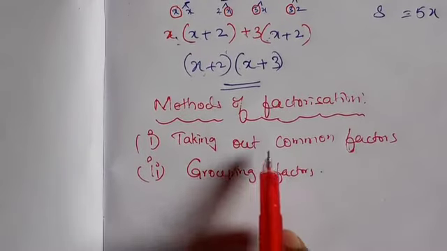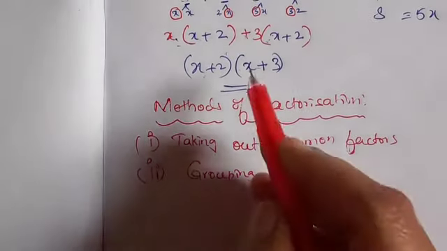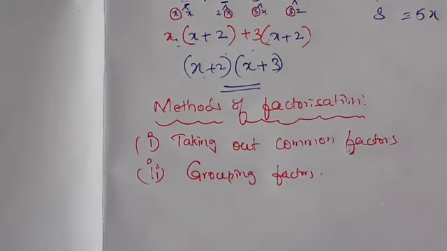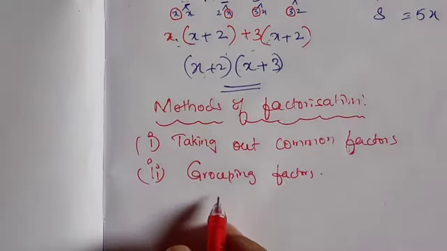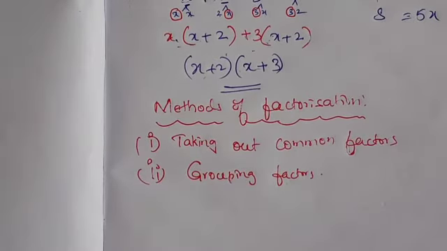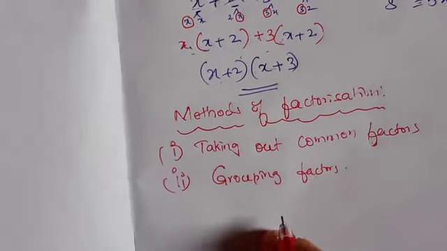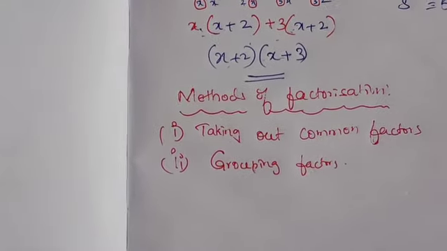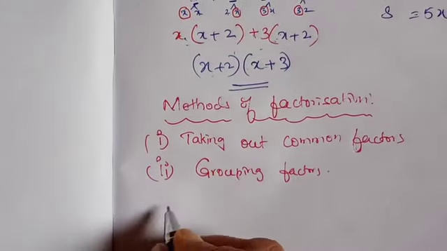One is taking out common. So, the first method I explained with one example, and the second one I will also explain with one example. So, the first method is the direct method, which is called taking out common. Next one is the grouping method. Let us go with one more example for each method.